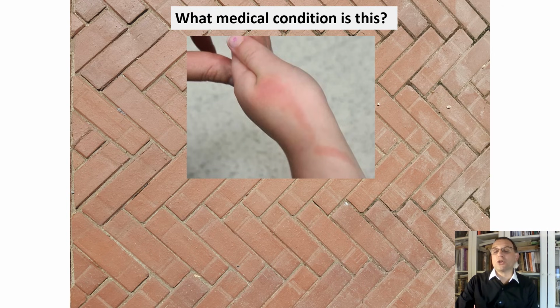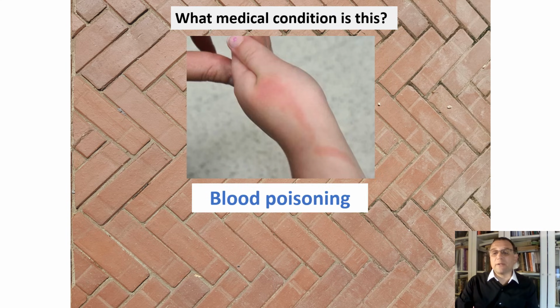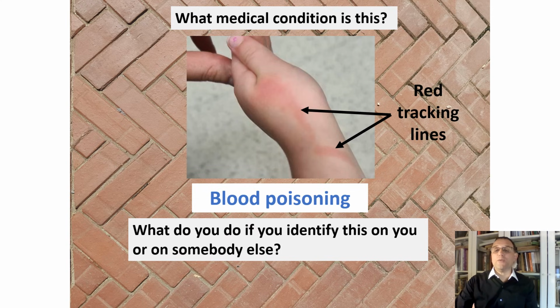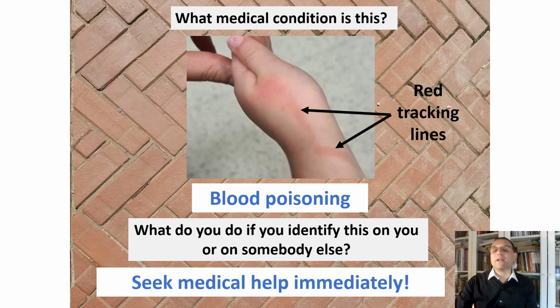What medical condition do you see on this slide? This is blood poisoning. You can see it right away because of the red streaks on the hand of the child. Here you see red tracking lines. We refer to them as tracking lines. What do you do if you identify this on you or on somebody else? You should seek medical help immediately.